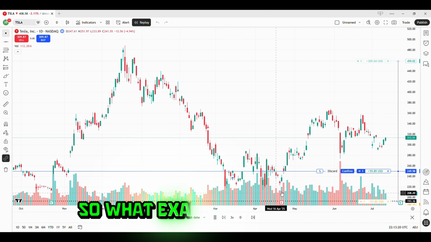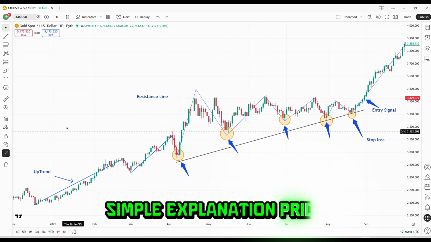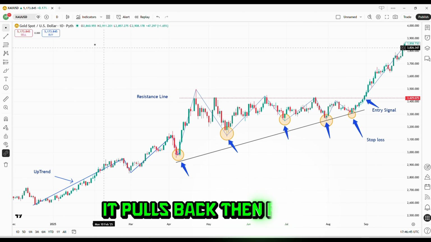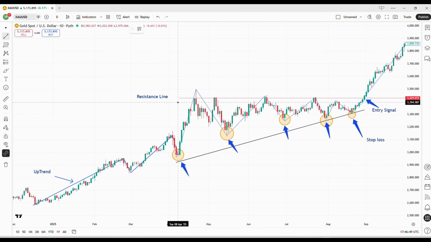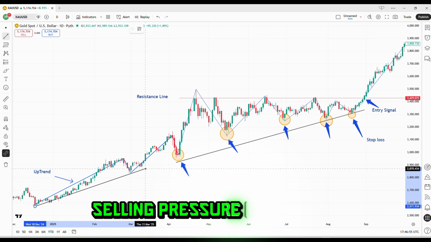So what exactly is a volatility contraction pattern? Simple explanation. Price is in an established uptrend. It pulls back, then rallies, then pulls back again. But each pullback becomes smaller than the previous one. Volatility shrinks, range tightens, selling pressure decreases.